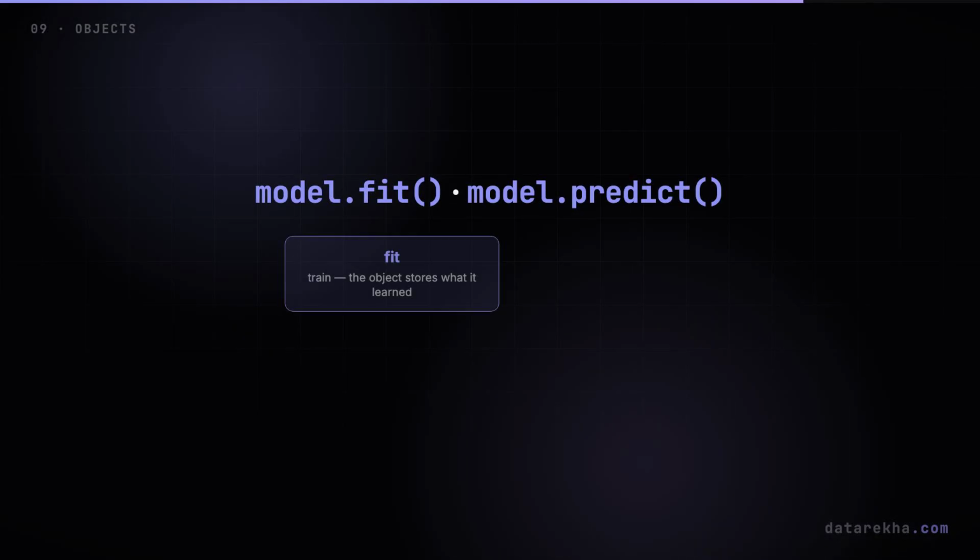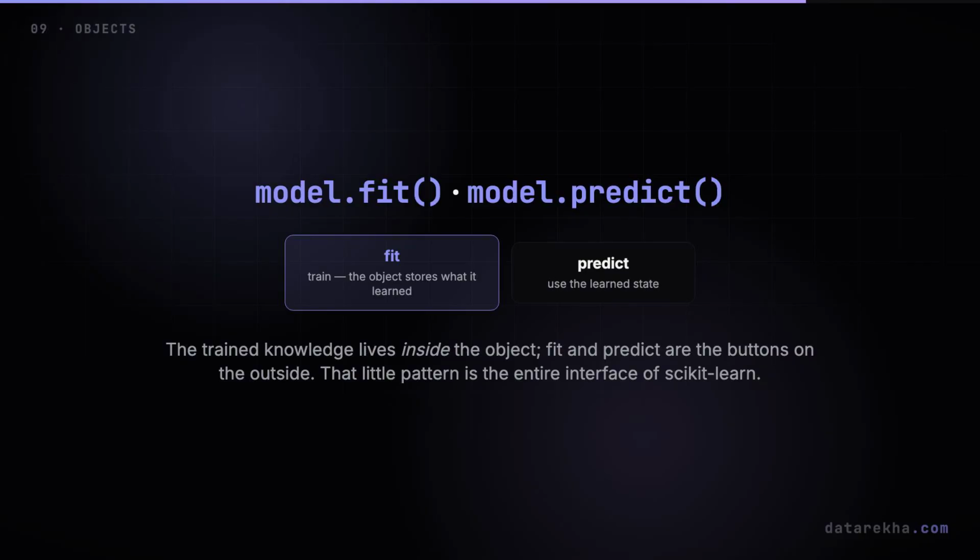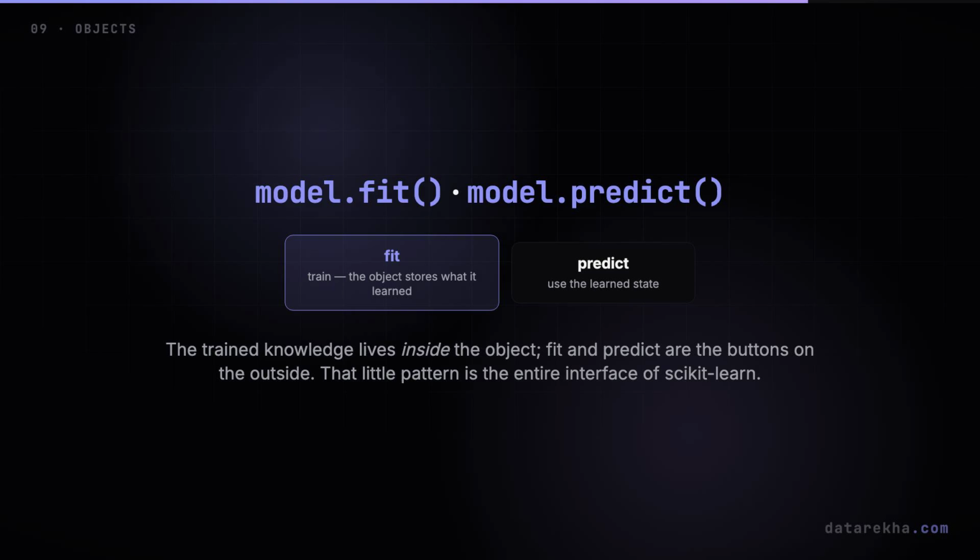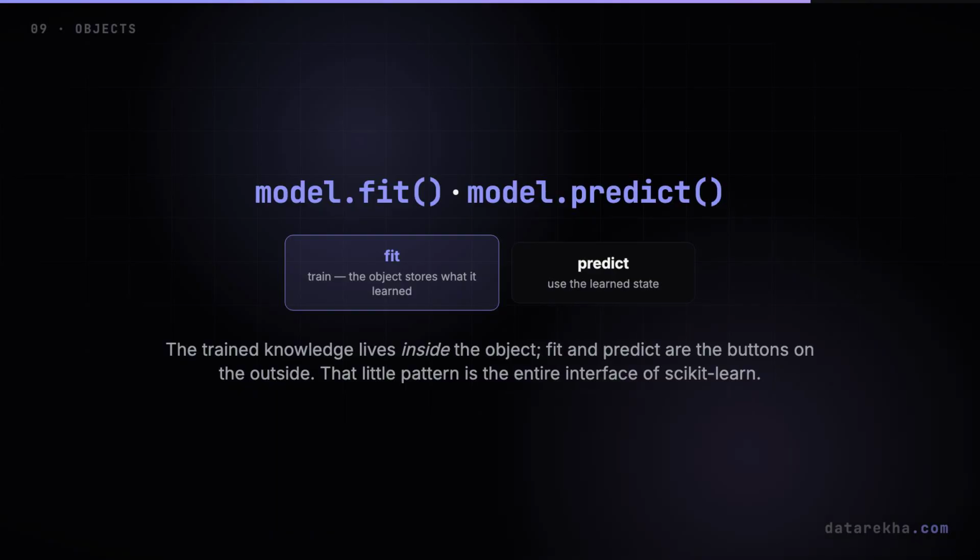And here is where it pays off for you specifically. In machine learning, a model is an object. You create it, you call model.fit to train it, and now the object holds everything it learned. Then you call model.predict to use it.